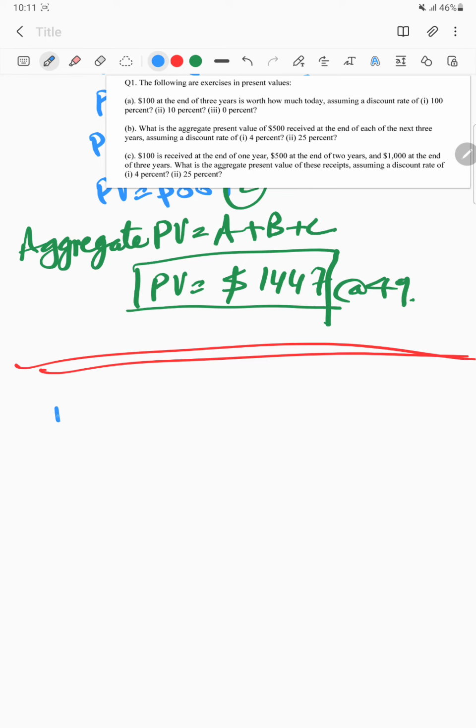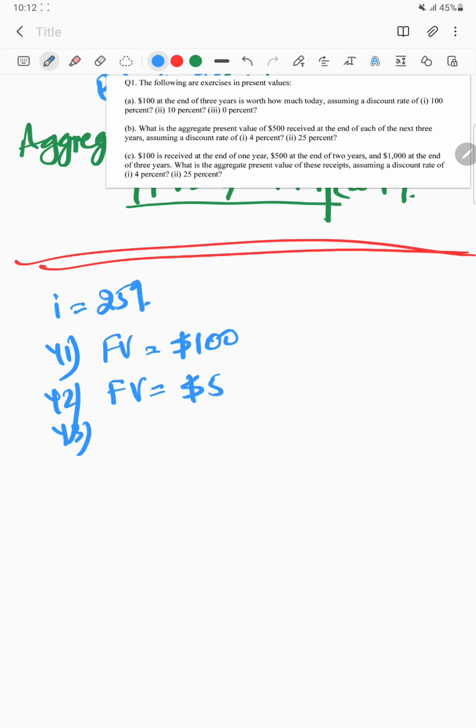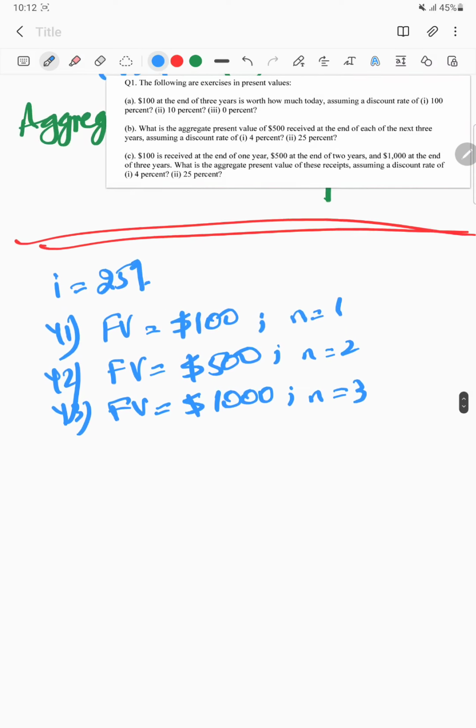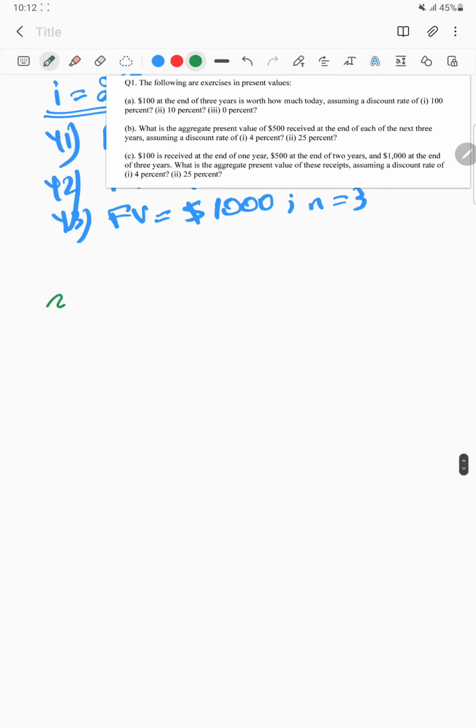Let's move to the second part of the question where we are saying interest rate is going to be 25%. So my future value at year 1, year 2, year 3. Year 1 future value is $100. Year 2 future value is $500. Year 3 future value is $1000. Definitely the n becomes 1, 2, 3. However, i is 25%. So let's solve this with different colors so that we know this is the second part.